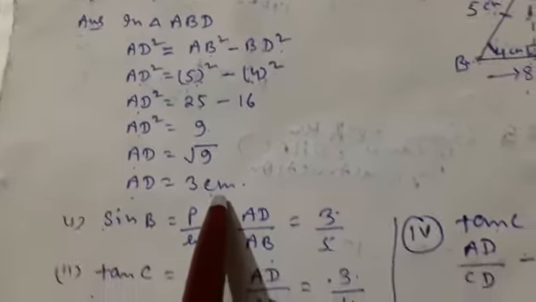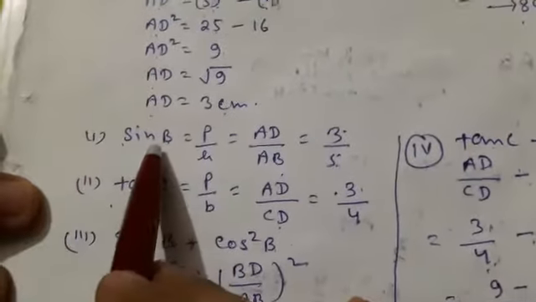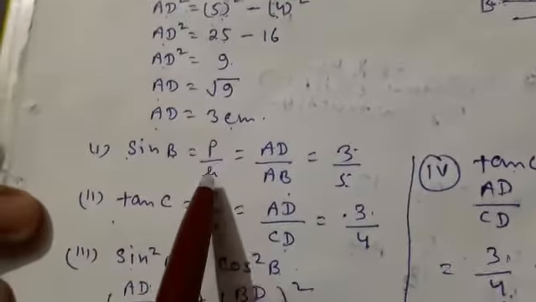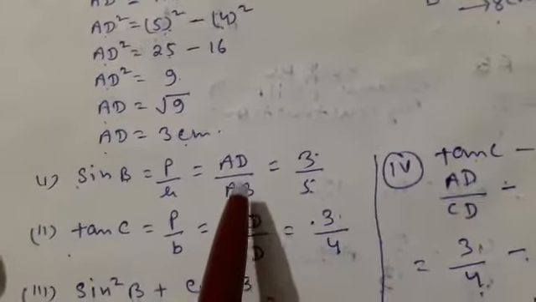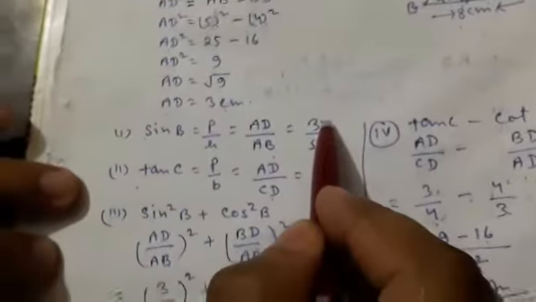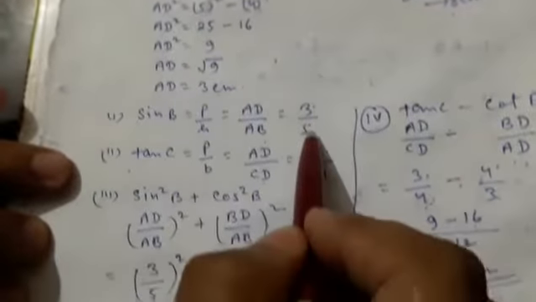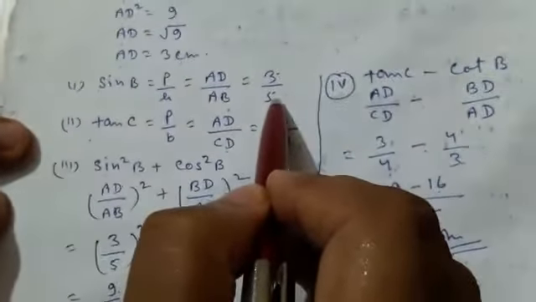So AD is equal to 3 centimeter. Now first part, sin B. Sin B is equal to P by H, means AD by AB. Therefore the value of AD is given 3. We got it here 3 and AB is 5 given. This is our first answer.